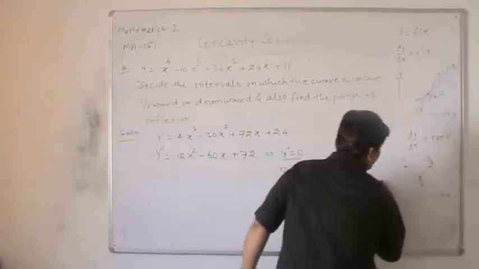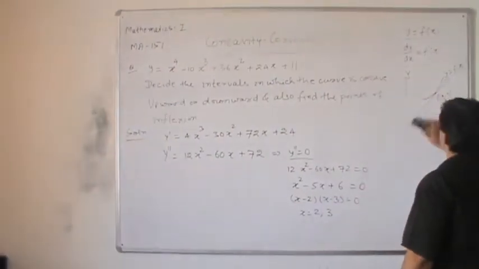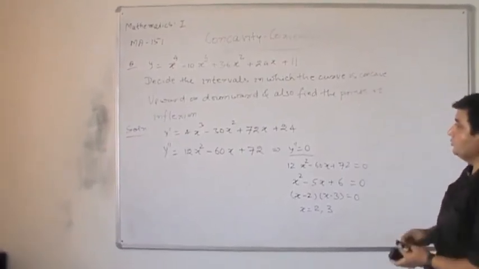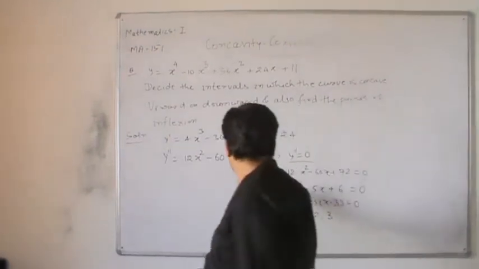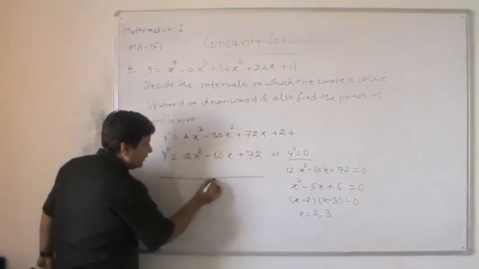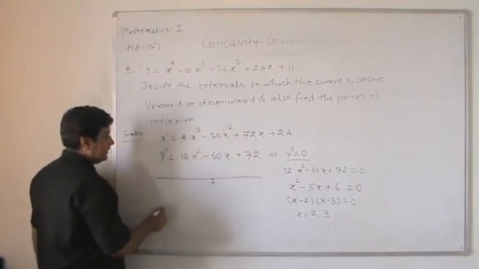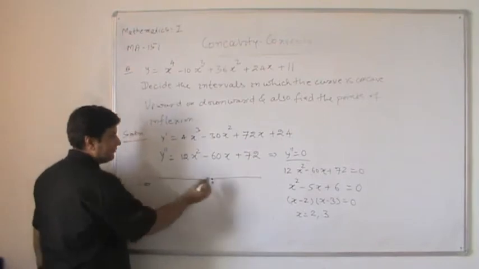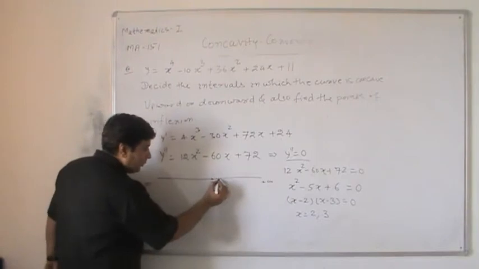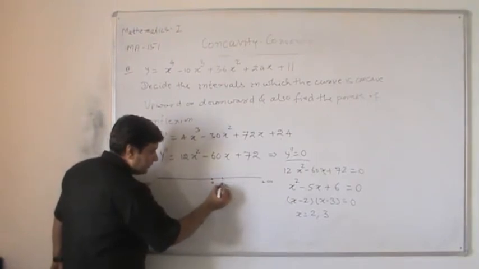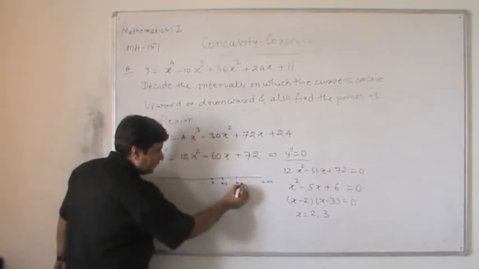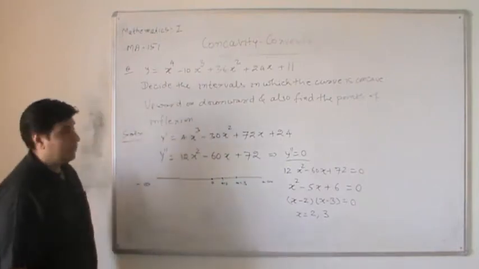So I write an interval using these two points. To decide the interval of concavity and convexity, we will use these two points. So we have a real line having 0 at the center and minus infinity on the left and plus infinity on the right. Now suppose x equal to 2 point is here, and suppose x equal to 3 point is here.